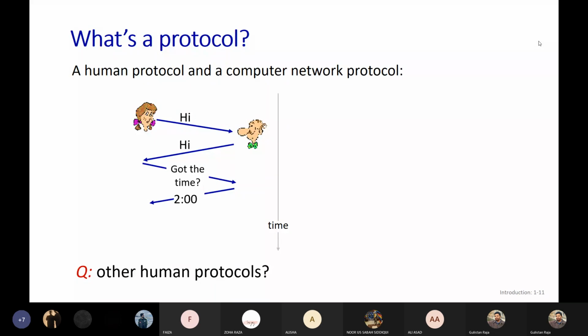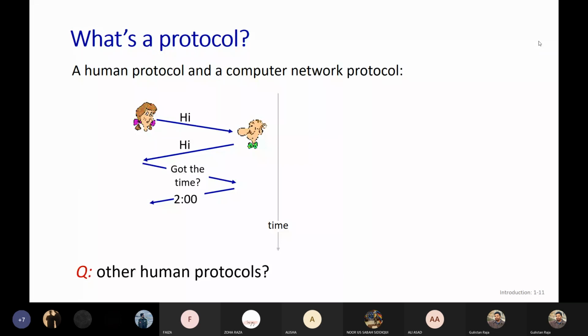So these are the two standard names which are used to give examples. Suppose that Alice wants to ask the time from Bob. So she says hi, and then Bob replies to that greeting, and then she asks for the time, and then the time is given. So this is a human protocol, right?